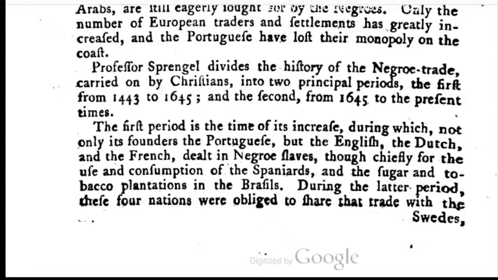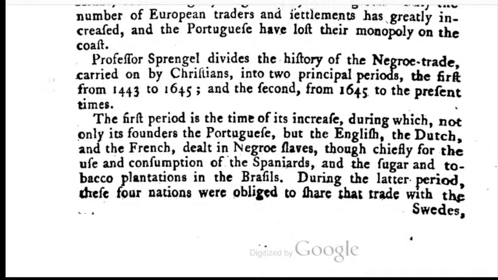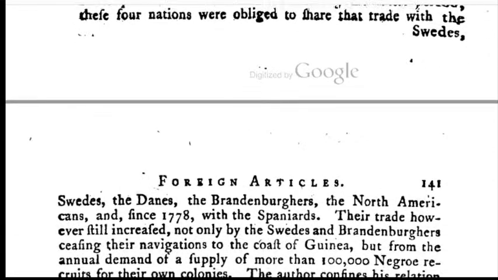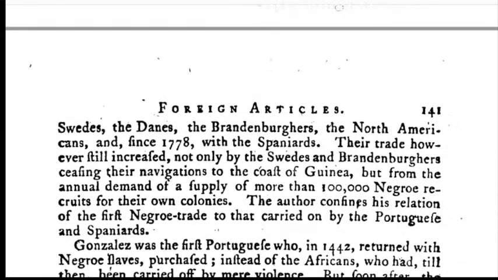It says, but the English, the Dutch, and the French dealt in Negro slaves, though chiefly for the consumption of the Spaniards, and the sugar and tobacco plantations in the Brazils. During the later period, so the first period from 1443 to 1645, it was mainly the English, the Dutch, the French, and the Spaniards, and they mostly sent them over to Brazil. It says during the later period, these four nations were obliged to share that trade with the Swedes, the Danes, the Brandenburgs, the North Americans, and since 1778 with the Spaniards.